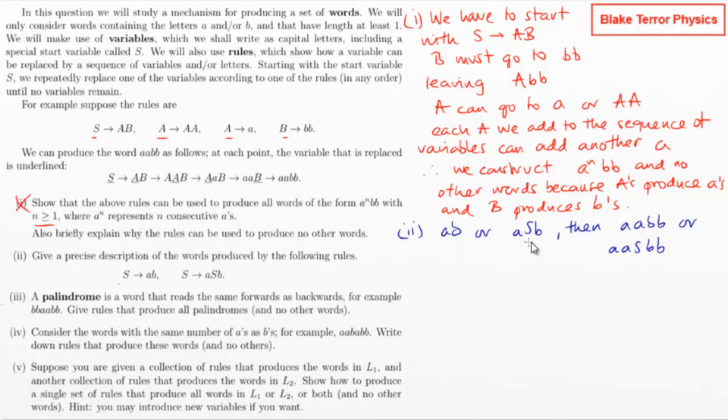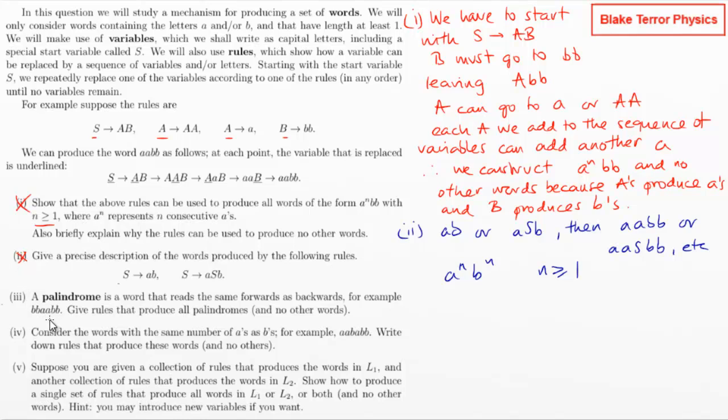We'll be taking the ASB and putting an A at the start and a B at the finish. So we're just building up AABBs, et cetera. So we'll be getting A to the N, B to the N, because we're always going to get the same number of each one. And that's going to be for N greater than or equal to 1. Right, well, that was easier than the first bit of the question, I think.